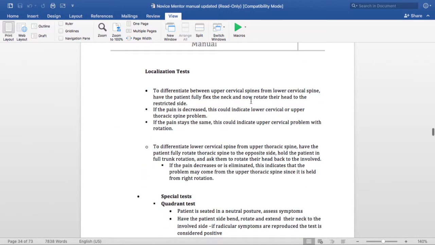Next part we do what's called regionalization testing or localization testing. This will help them differentiate between an upper cervical, lower cervical, or upper thoracic problem. The example might be if somebody can't turn their head to the right, they have limited range of motion, and then you have them go to C1, C2, so flex their head to C1, C2. If they have normal range, then C1, C2 is ruled out. Next thing you have them do is rotate their upper trunk all the way to the left, and then turn the head back to the right. Now you're taking out the upper thoracic. If they're pain-free, you know it's an upper thoracic problem. If the pain increases, we know it's more of a mid-cervical problem.